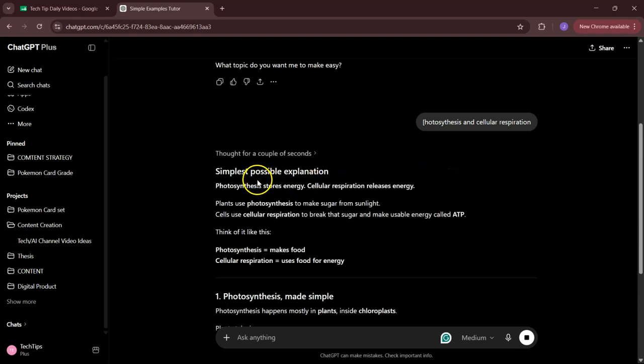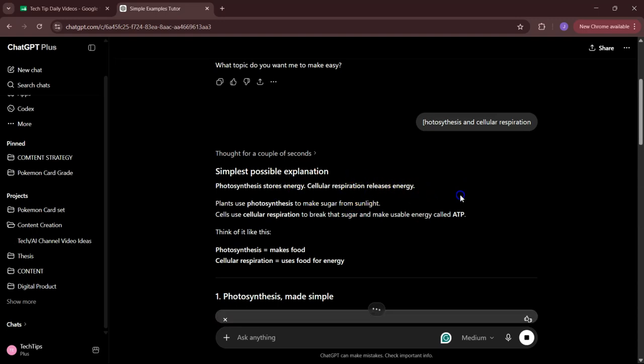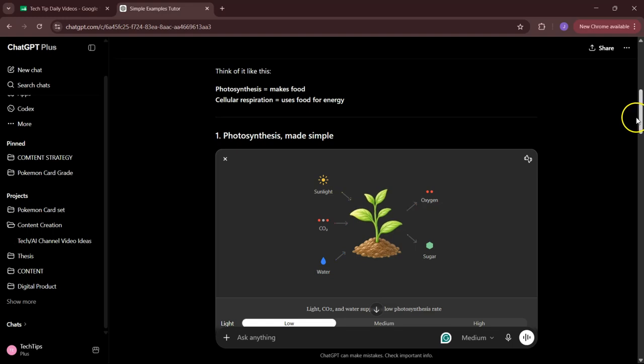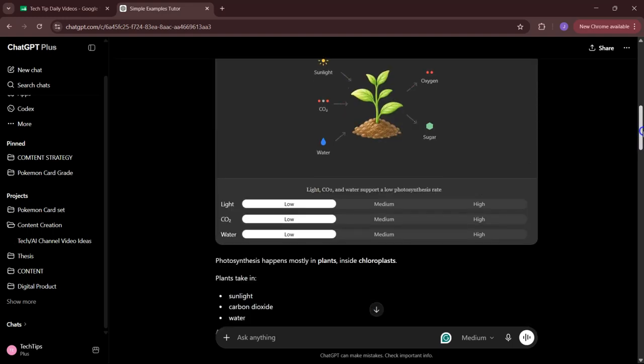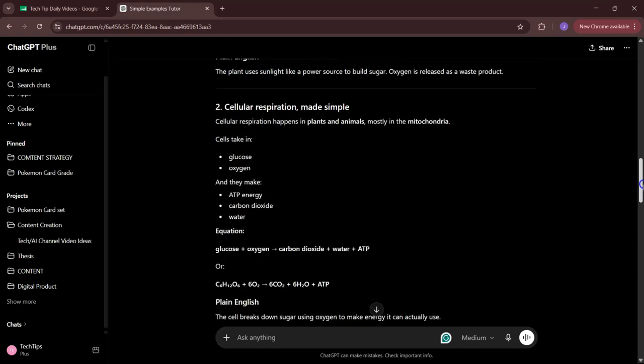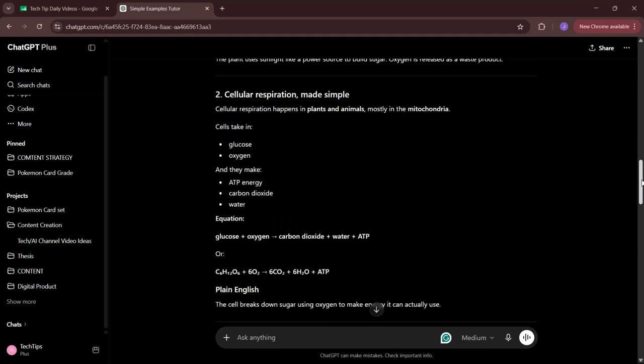And then we see here, simplest possible explanation. Photosynthesis stores energy, cellular respiration releases energy. Plants use photosynthesis to make sugar from sunlight, and it goes on explaining it. As you see here, it states photosynthesis made simple. It gives us an actual image and description of what's happening there to make it easier for us to understand. We scroll a bit lower, we see photosynthesis happens mostly in plants, inside chloroplasts, and it goes over each of the aspects for us to actually understand.